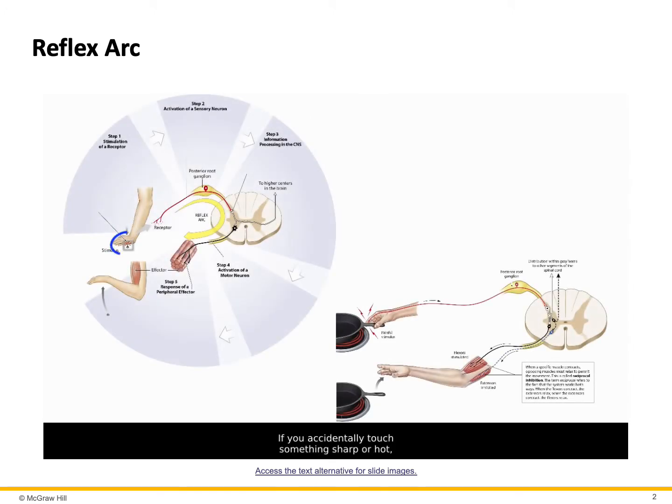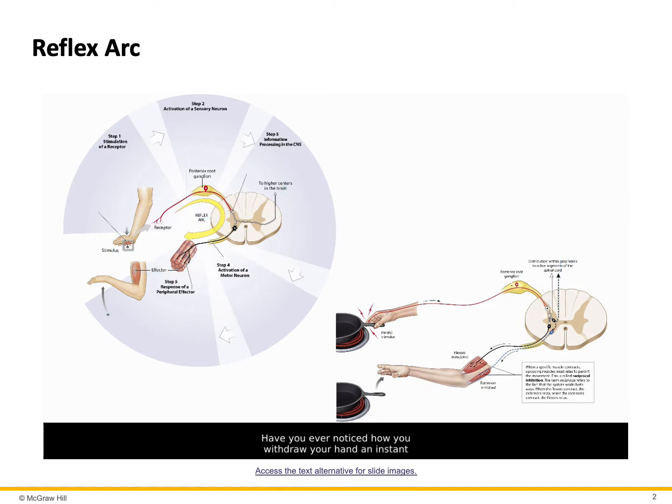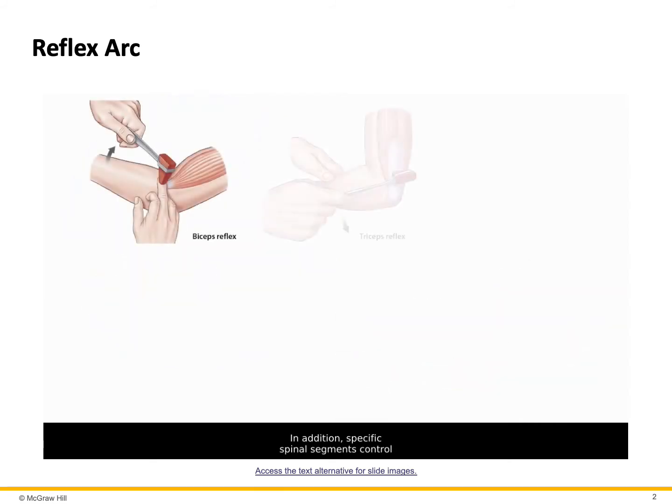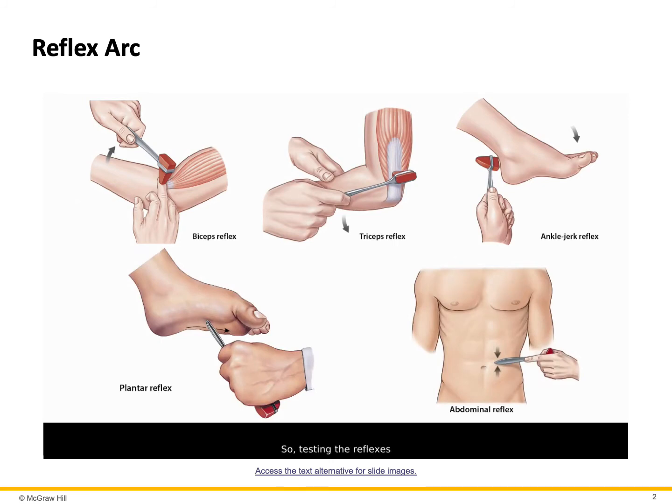If you accidentally touch something sharp or hot, it's important to immediately withdraw to minimize tissue damage. While the pain receptors in your brain will be notified, which is how you interpret and feel pain, the reflexes occur independent of thought. Have you ever noticed how you withdraw your hand an instant before you actually feel pain? In addition, specific spinal segments control specific reflexes. So, testing the reflexes of a patient can tell a clinician the location and severity of spinal cord damage.